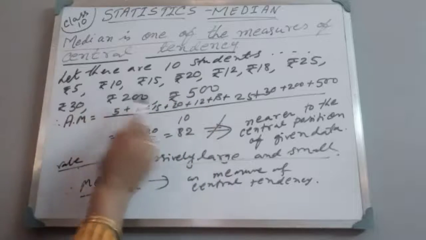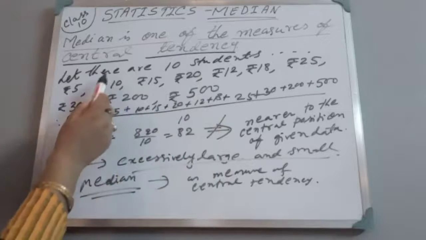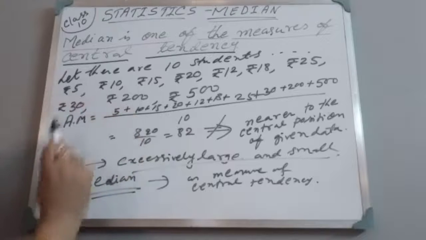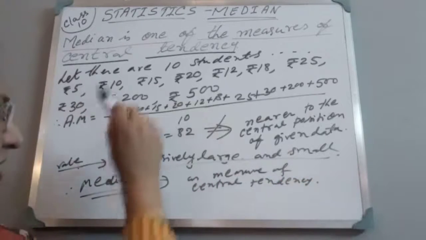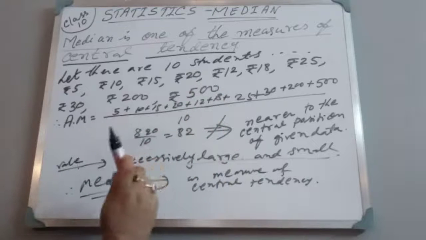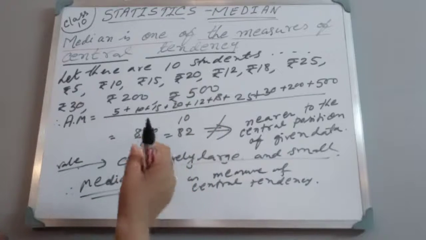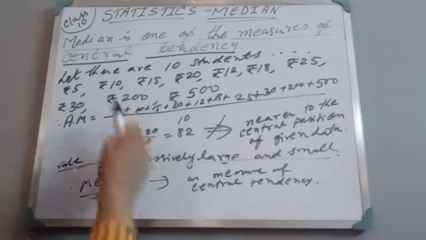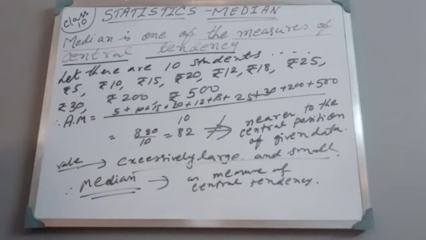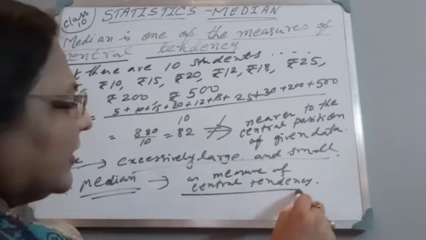So the difference of these two values is huge, between rupees 500 and rupees 5, so there are excessively large and very small values. In this type of values we cannot find the nearest value to the central position of the given data. For this reason only we need another method, that is median, as a measure of central tendency.